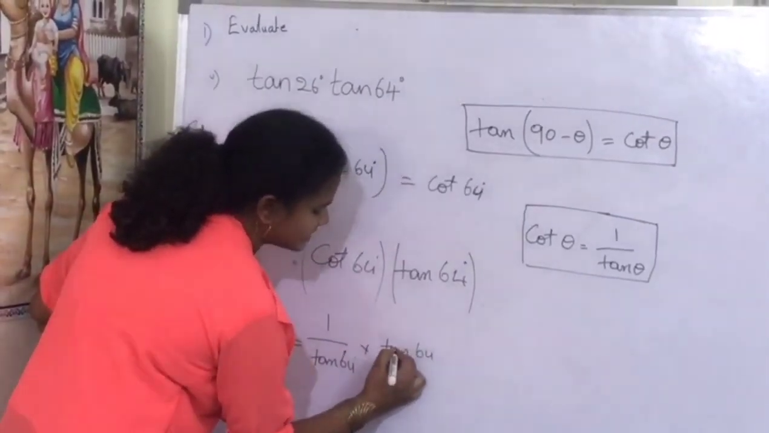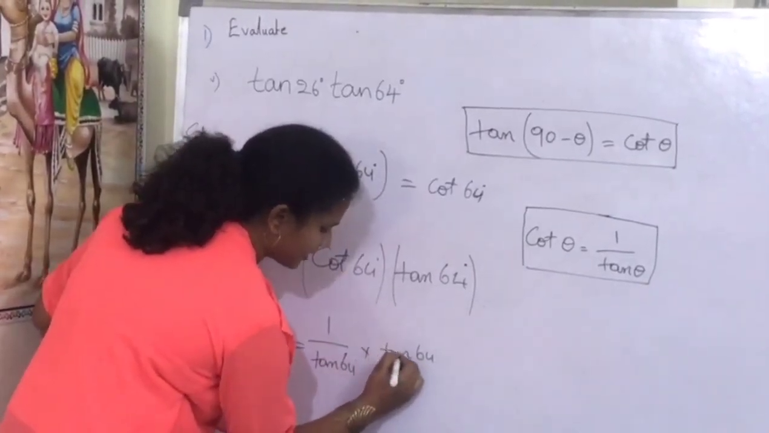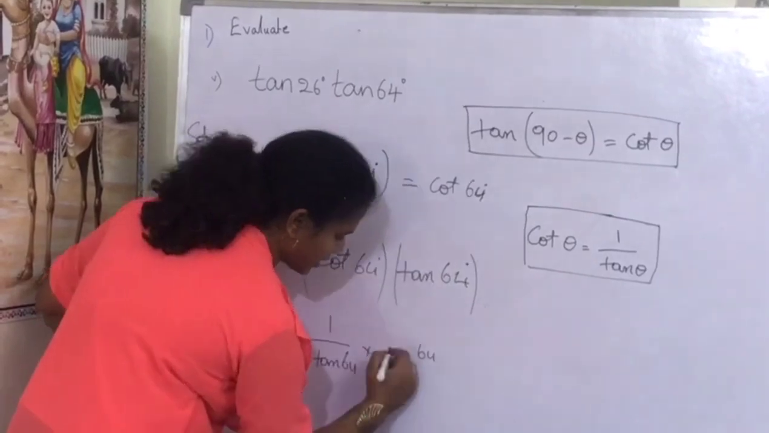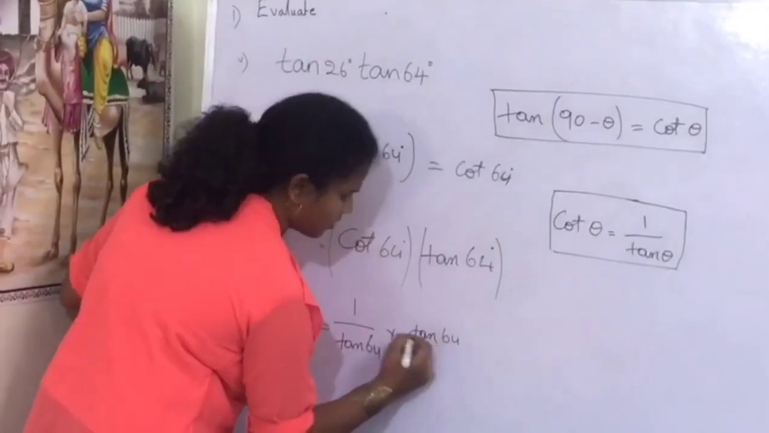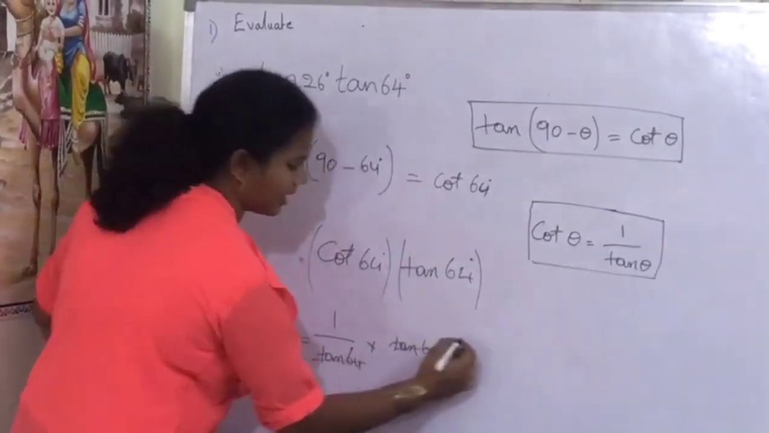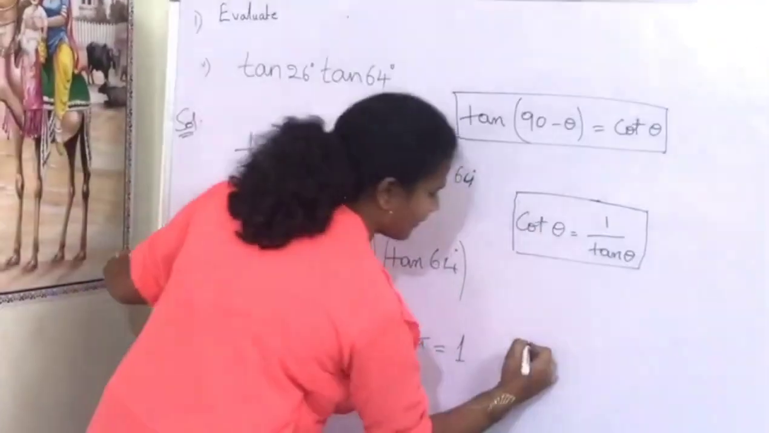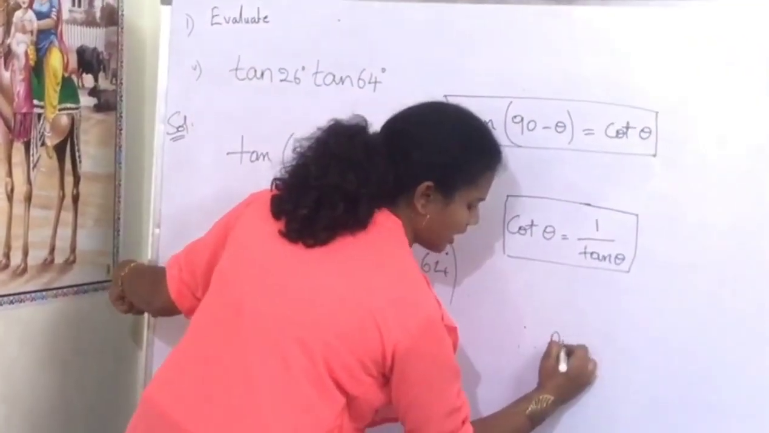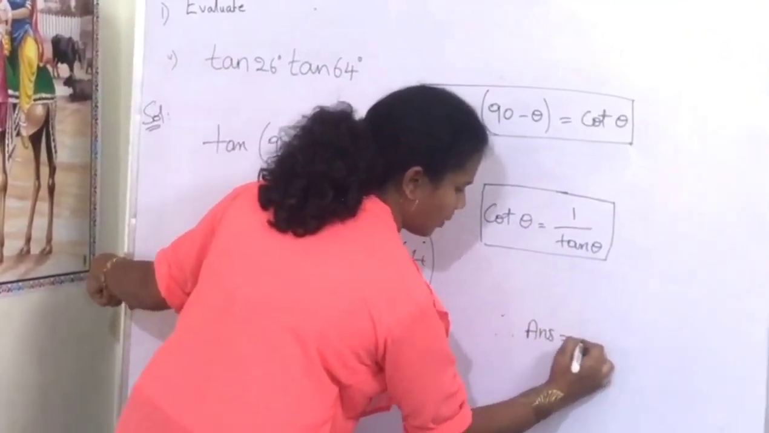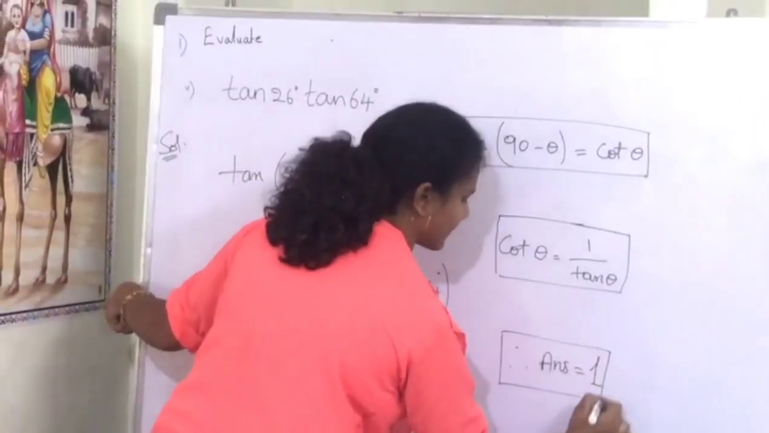Okay, where tan 64 gets cancelled. Let me write down here, tan 64, where tan 64 and tan 64 get cancelled. Finally, you have the answer 1. Therefore, let me write down here, therefore the answer equals to 1 for the given question.